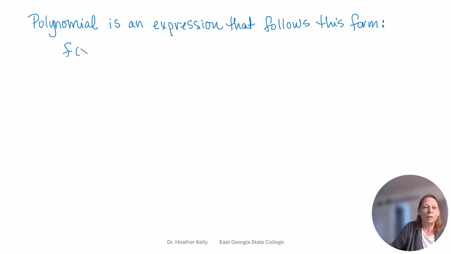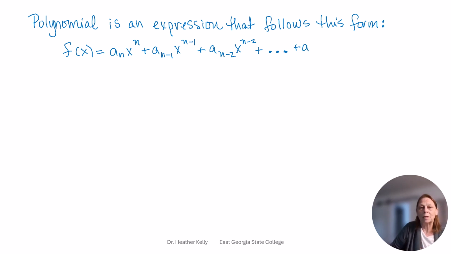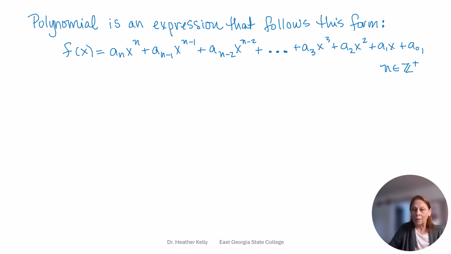F of x is equal to a sub n x to the n plus a sub n minus 1 x to the n minus 1 plus a sub n minus 2 x to the n minus 2, and then plus all of this stuff in between, plus a sub 3 x cubed plus a sub 2 x squared plus a sub 1 x to the first power plus a sub 0, where n is an element of the positive integers, meaning it's a whole number and it's positive, and a sub n is not equal to 0.